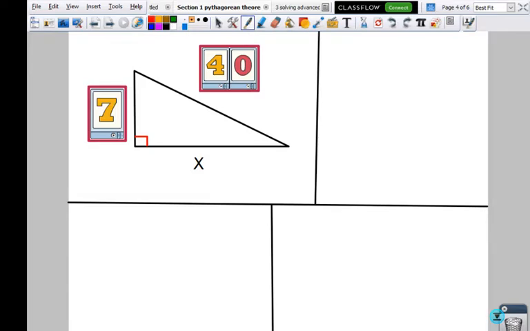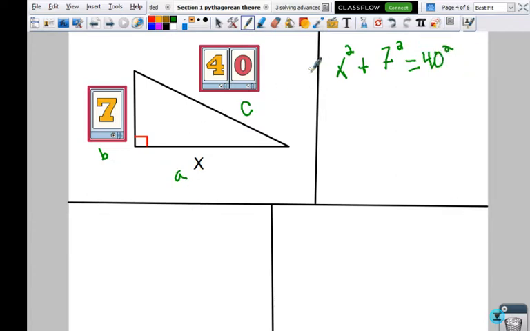Alright, so on this problem, I have 7 and I have 40. What is going to be C? Which one of these is going to be C? The 7 or the 40. The 40. So I'm going to fill this one in, 40. It doesn't matter which is A and which is B, as long as C is my hypotenuse. So instead of A squared, I'm going to go X squared plus 7 squared, and it's going to equal 40 squared.